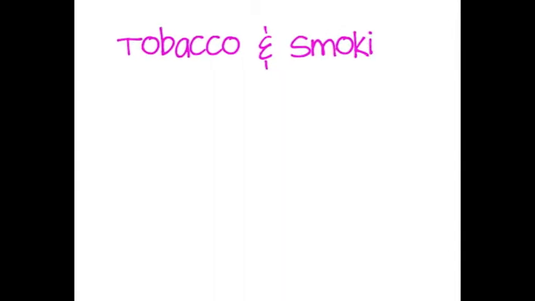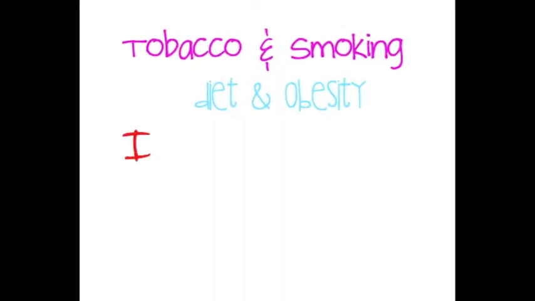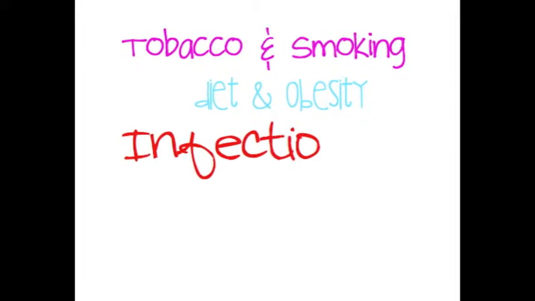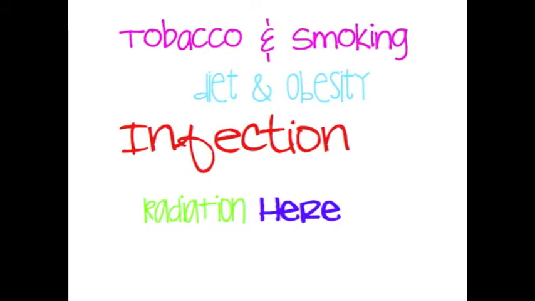Cancer is caused primarily in 5 different ways: tobacco and smoking, diet and obesity, infection, radiation, and heredity. Let's first begin with the 4 categories of carcinogens, which are cancer-causing mutagens or environmental factors causing genetic mutation.